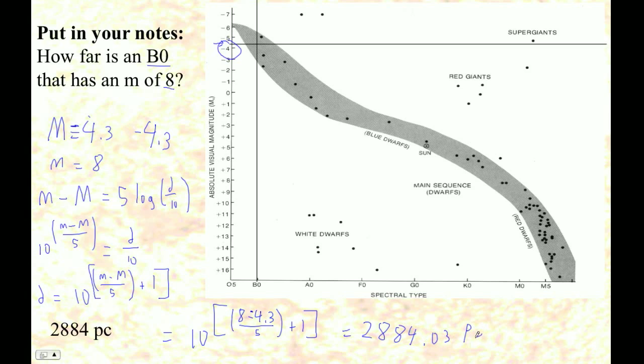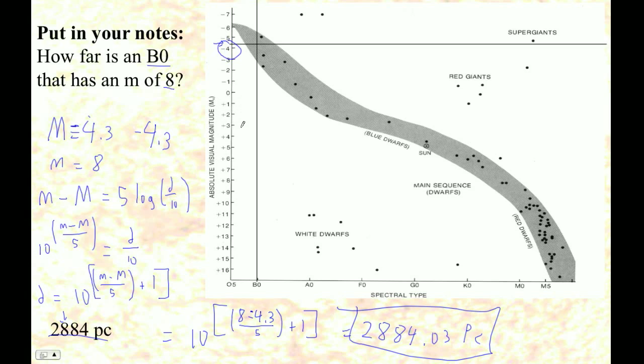2884.03, and that's parsecs. And of course, we probably only have 1 or 2 sig figs, so we have to round it to about there, but I didn't do that. Just be careful. Kids do that on the test: they forget the minus sign when I ask this question. So don't you do that.